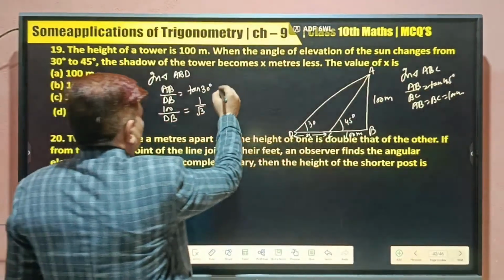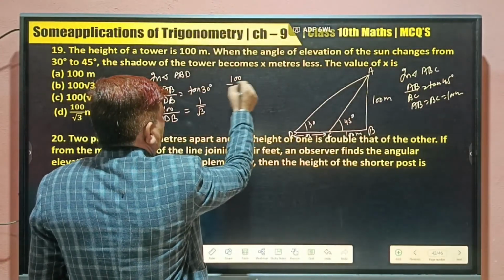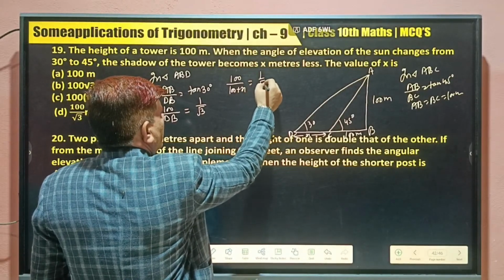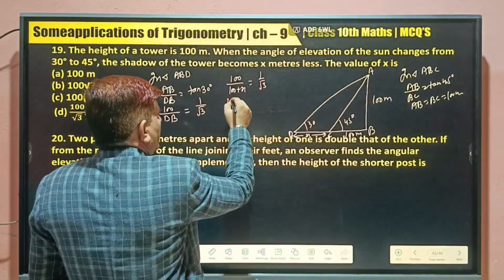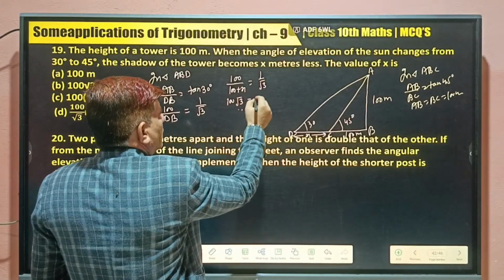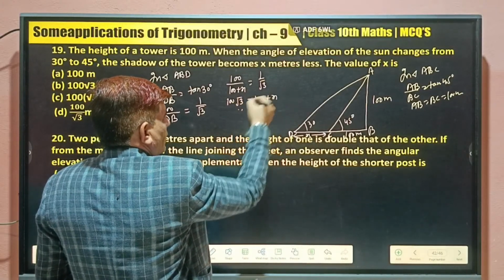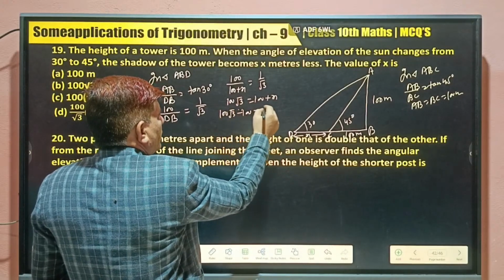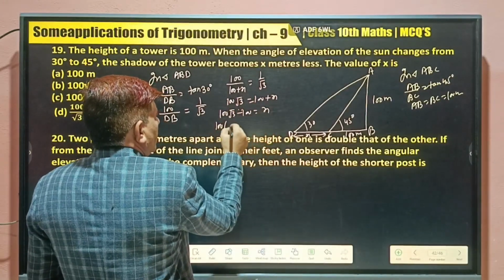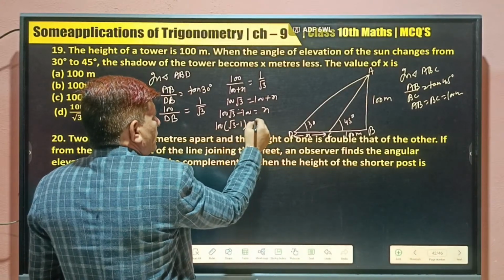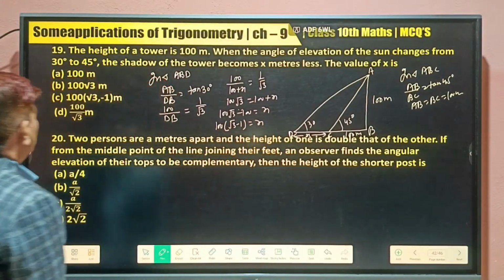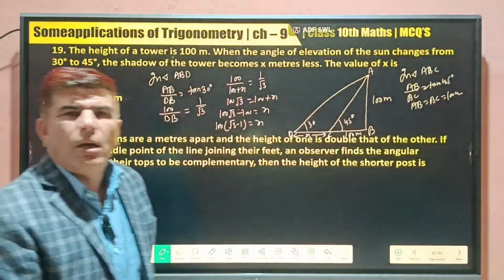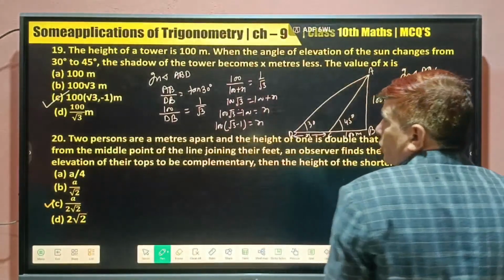DB is what? 100 by 100 plus X is equal to 1 by root 3. Bringing it to the other side, 100 root 3 is equal to 100 plus X. So 100 root 3 minus 100 is equal to X. Taking 100 common, 100 times root 3 minus 1 equals X. So what's your answer? C is your answer. Got it?